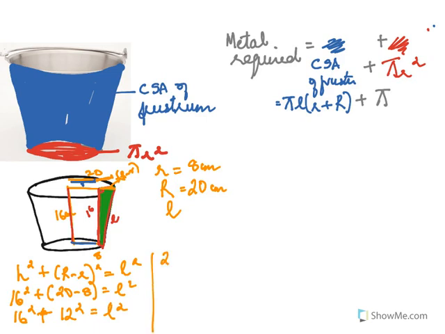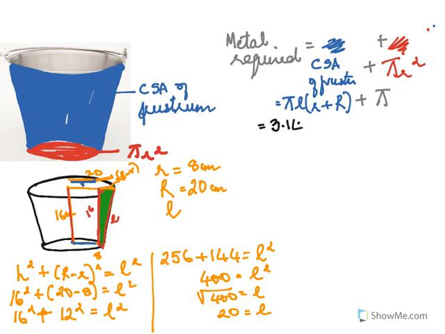We'll continue it here. 256 plus 144 equal to L square. 400 equal to L square. L is under root of 400, and that is 20. So our L is 20. Let's go back and substitute the values now. Remember, our pi had to be taken as 3.14. Our L here was 20. The small r was 8 and the capital R was 20.